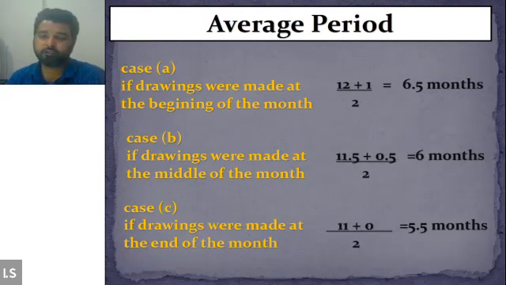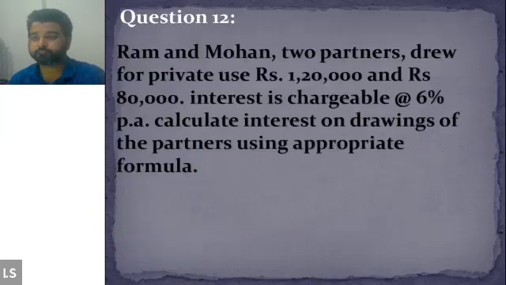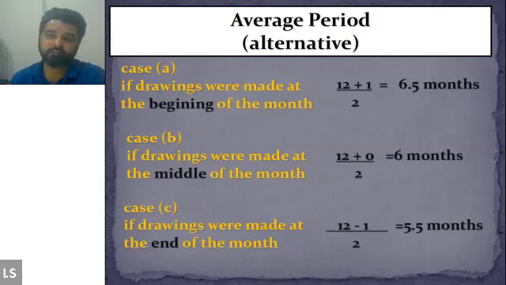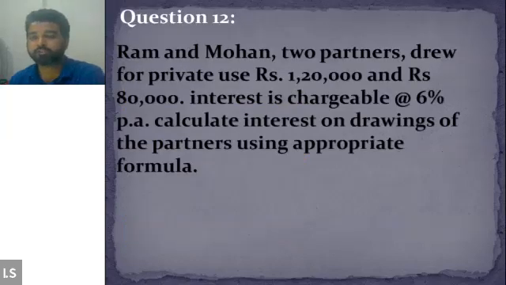Average period, when withdrawals are being made at the beginning, will be 6.5. When withdrawals are being made in the middle of the month, it will be 6 months. And for the drawings made at the end of the month, it will be 5.5. Okay. We will talk about the alternative method of calculating average period as well. But for now, let's discuss a few questions. Then we will come back to the alternative method of finding the average period. Okay. So this is the question. Let's do 1 or 2 questions, then we will end our session.